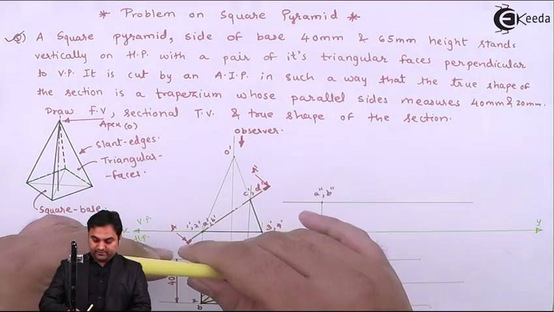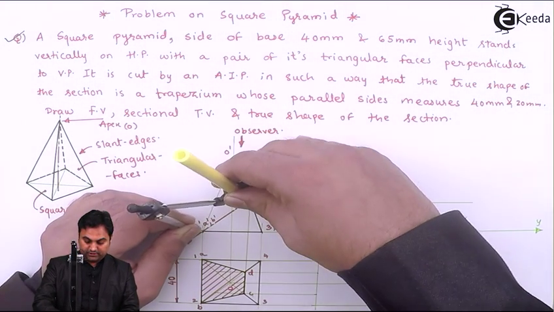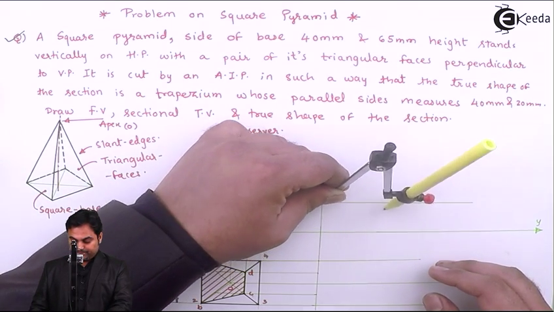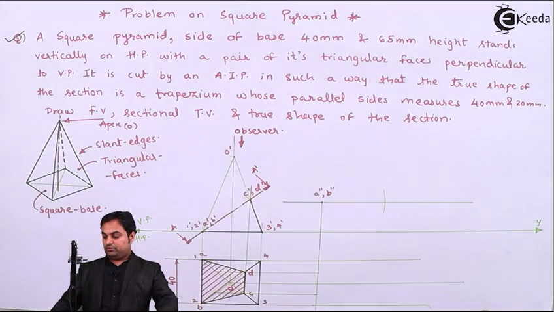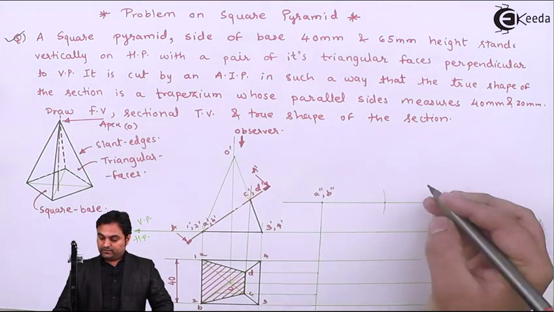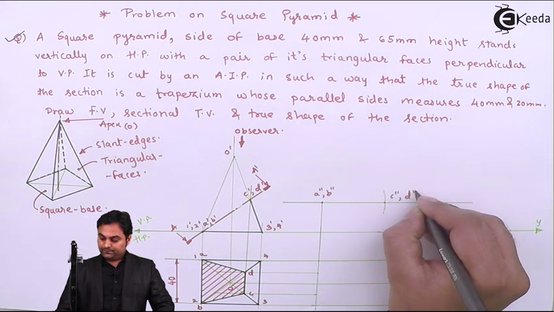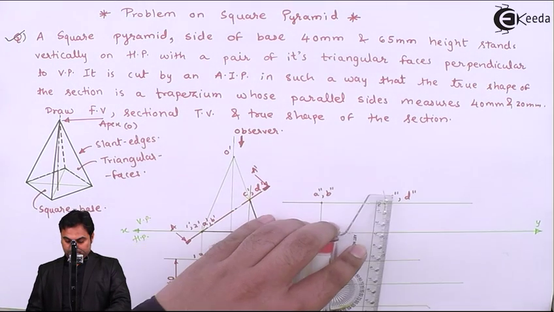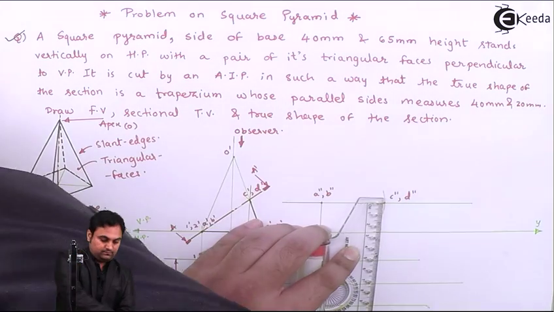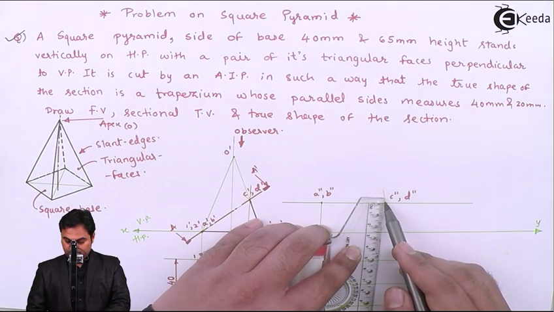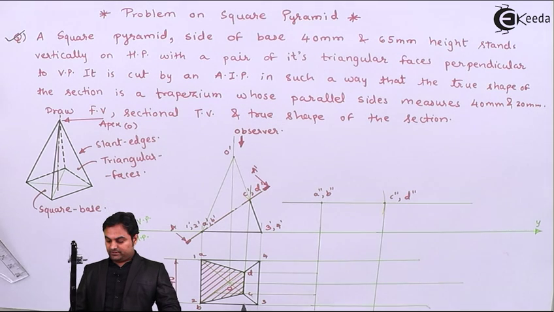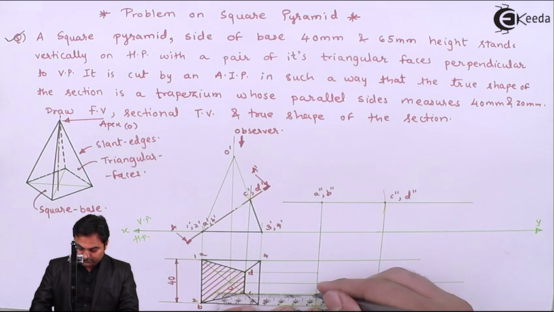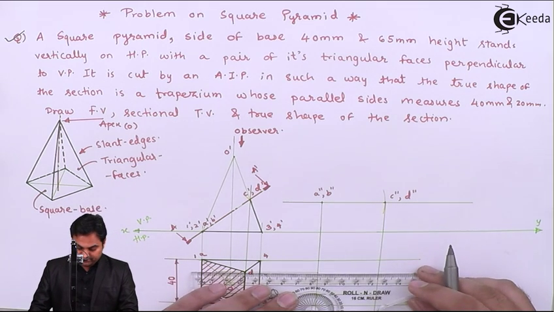Measuring the length of the cutting plane from this corner up till C dash D dash, plotting it here, cutting this horizontal line with an arc. So here we have C double dash D double dash. Projecting light. Next, here we have C. So point C will be projected. Similarly, D will be projected.